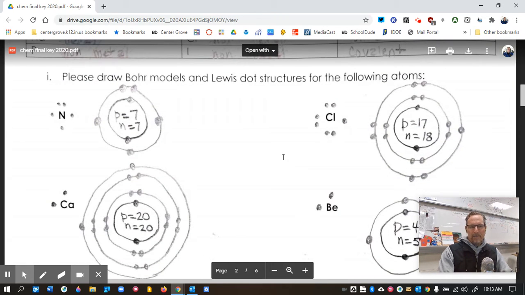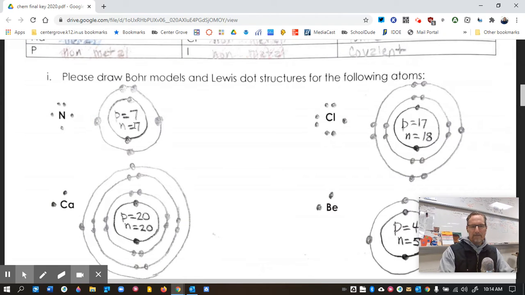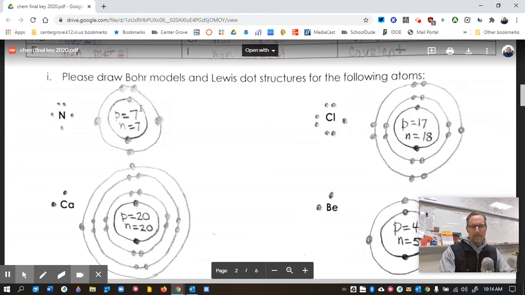So then I wanted you to practice a little bit with drawing some Bohr models and Lewis dot structures. So here I have nitrogen, and nitrogen is in group 5, so it's in the fifth column. So it's going to have 5 valence electrons. So for the Lewis dot structure, I want to put 5 dots around it. And it has 7 protons and 7 neutrons. So for the Bohr model, I'll put that in the center. And I want to put then 7 electrons around it.